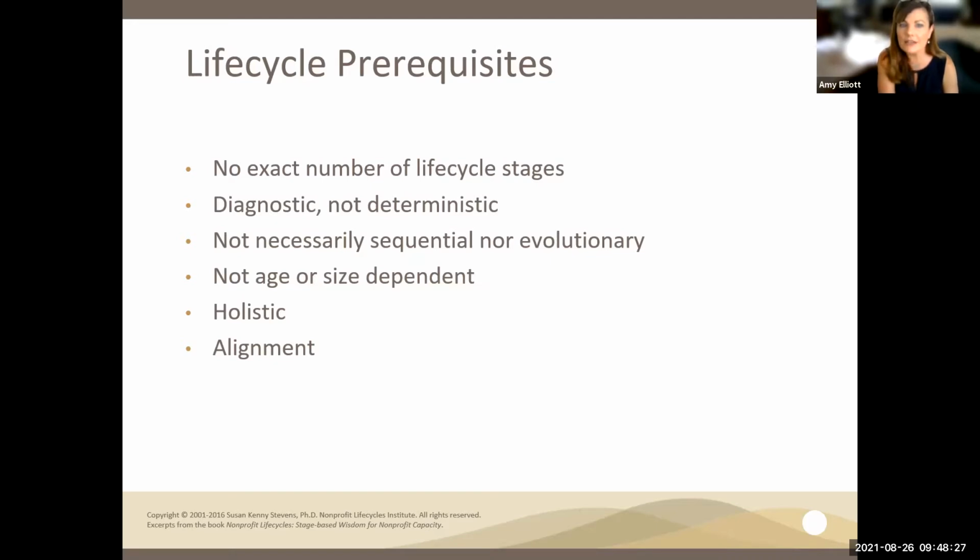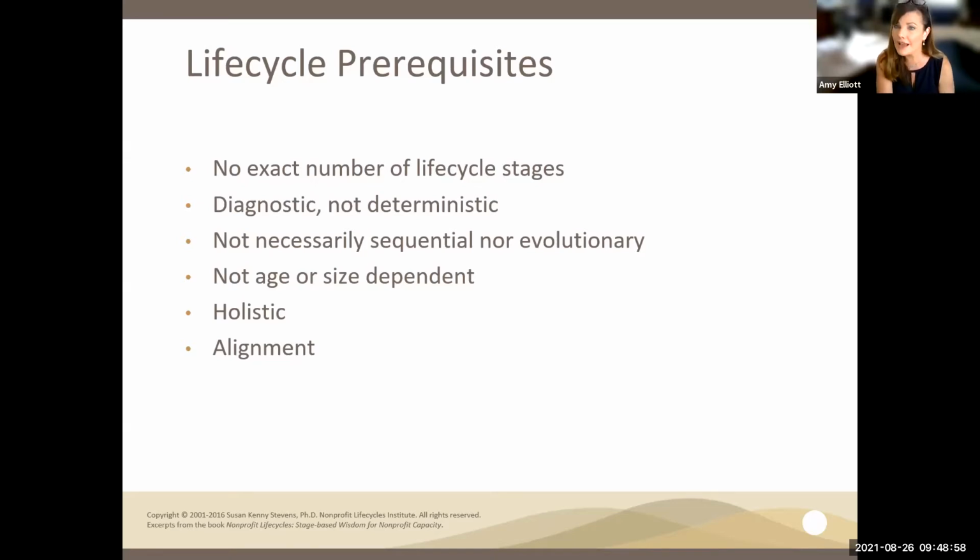It's not necessarily sequential or evolutionary. That one's super hard to get when you look at the graphic, because the graphic is helpful, but it makes our brains want to feel like, oh, we just go through these stages nice and neatly, every couple years we're going to be in a different stage. And that's not necessarily true for organizations. And we'll see why as we look at some of the details.